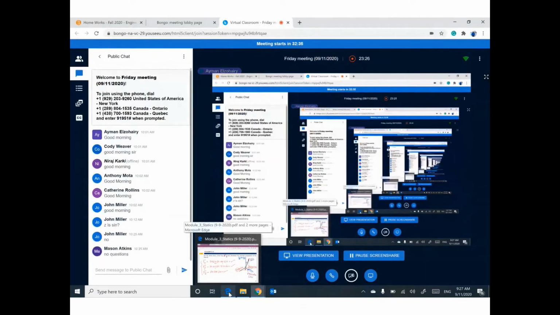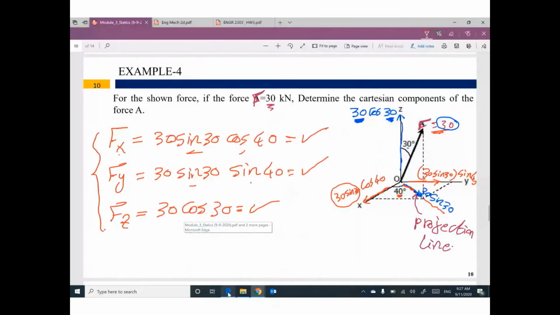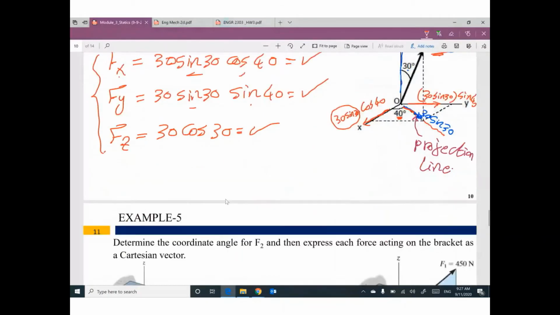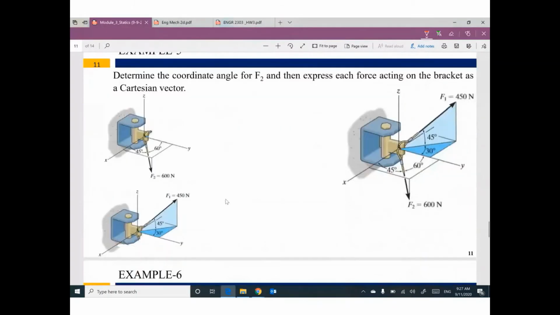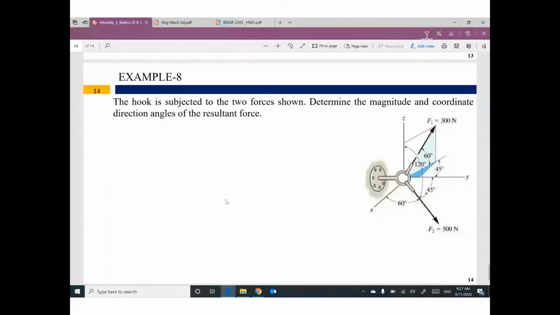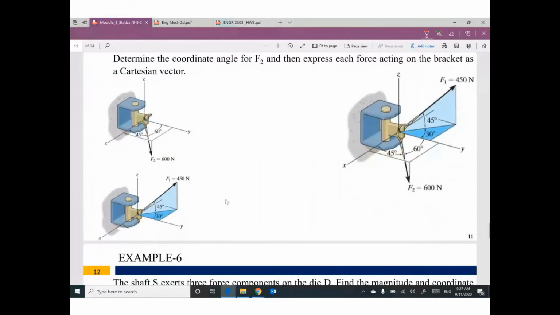Okay. One more example. Let me do one more example. Let's do this one. Example number 5. Determine the coordinate angle for F2 and then express each force acting on the bracket as a Cartesian vector. We need to figure out what are the components of each force. We have two forces, F1 equal 450 and F2 equal 600 Newton.